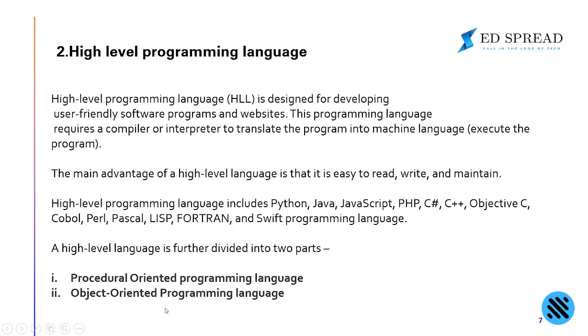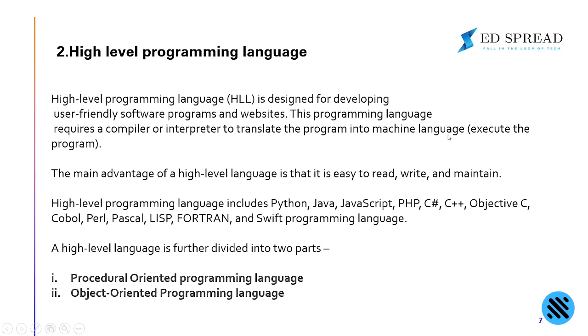Okay, so now let us see what is a high level programming language. High level programming language is designed for developing user friendly software programs and websites. That is nothing but developing any kind of applications, right? So this programming language requires a compiler or interpreter to transfer the program into machine language, right?